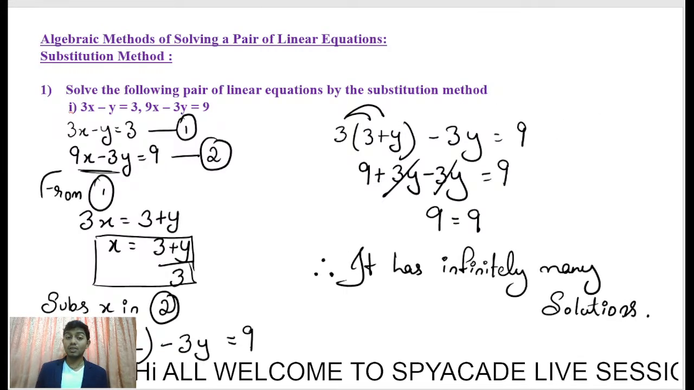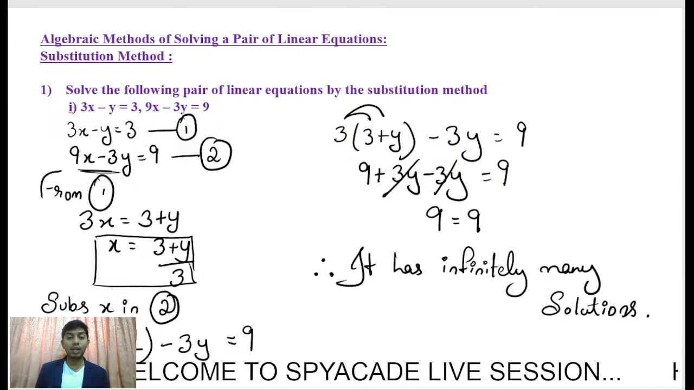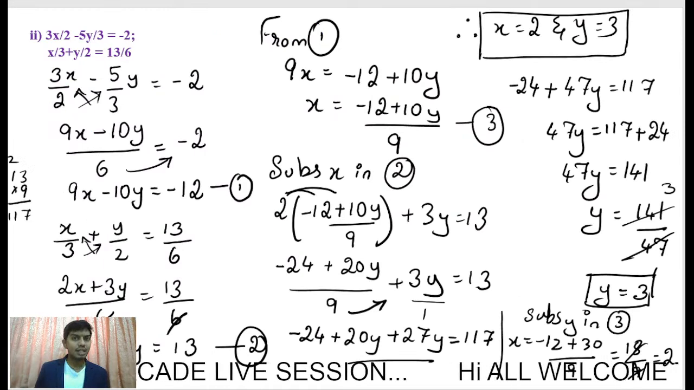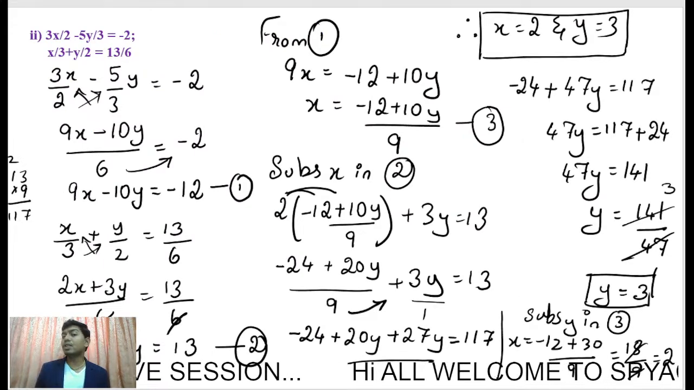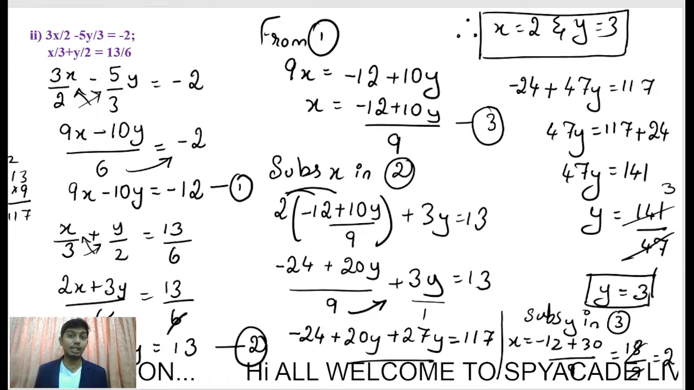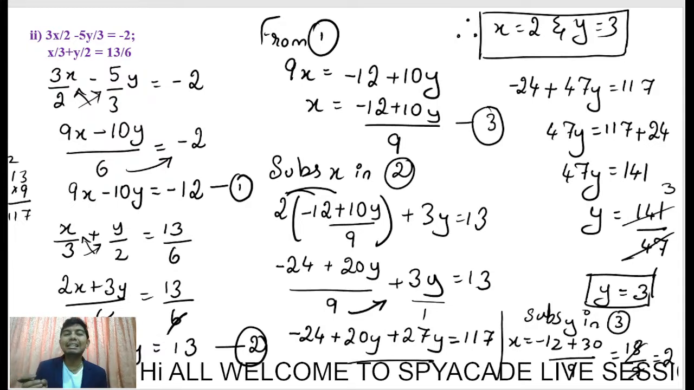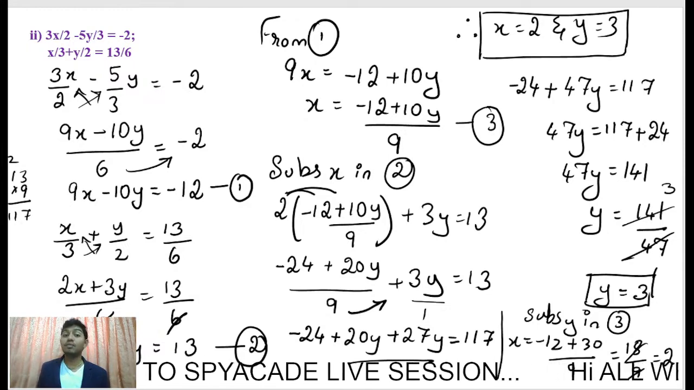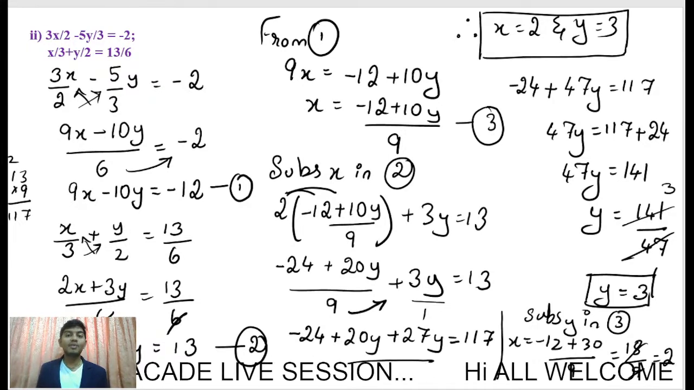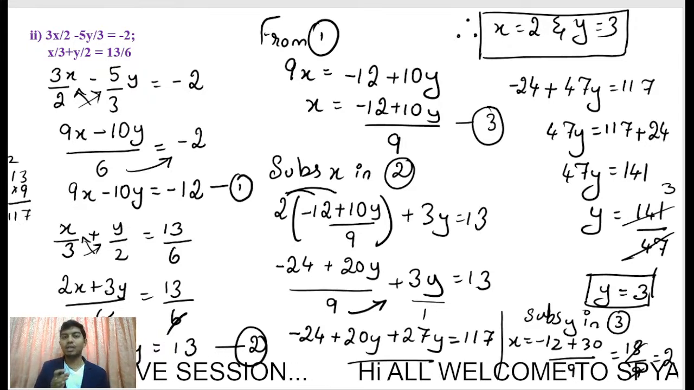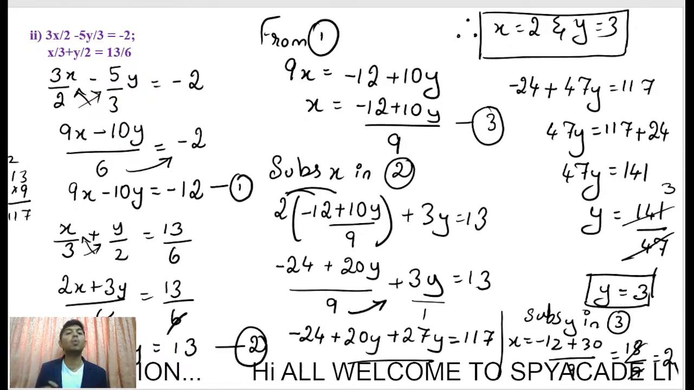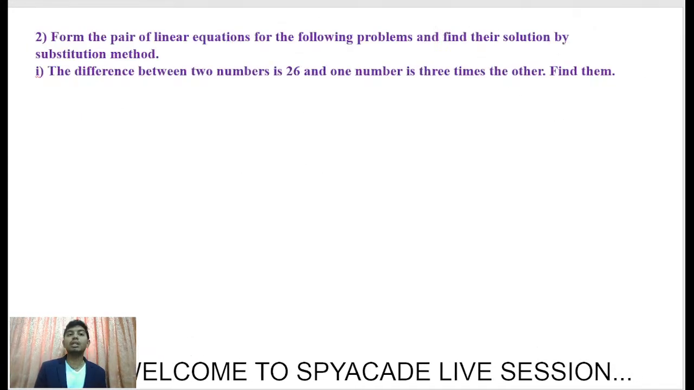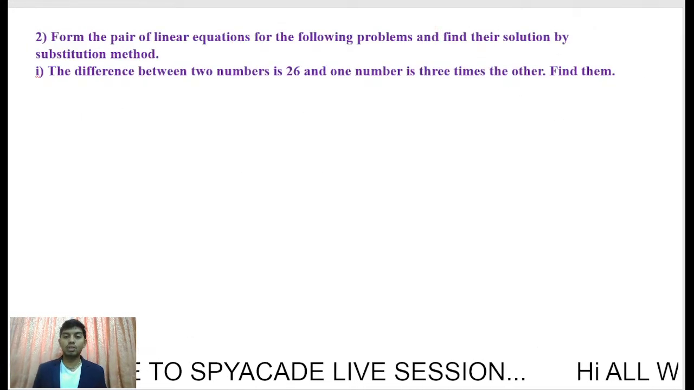Okay, so they have asked us to solve the following pair of linear equations, and so we have solved. In the previous question we gave the solution as infinitely many solutions, because we didn't get any specific solution. But here we got a particular value for x and a particular value for y, which means it's going to be a unique solution.